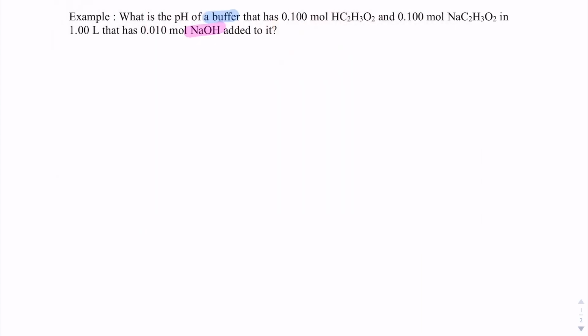The information we have is a buffer. You have 0.1 moles of HC2H3O2. This is acetic acid, a weak acid. And then you also have 0.1 moles of sodium acetate, and this is a salt.